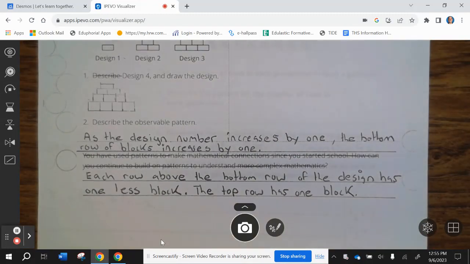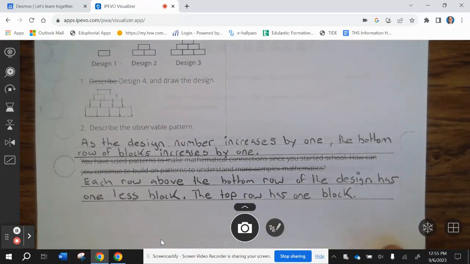Describe the observable patterns. As the design number increases by 1, the bottom row of blocks increases by 1. Each row above the bottom row of the design has one less block. The top row has one block. All right, go ahead and finish up the warm-up. All right, let's take a look at the next page.